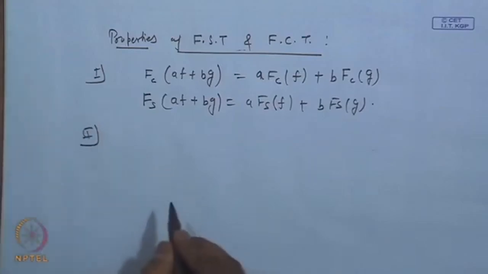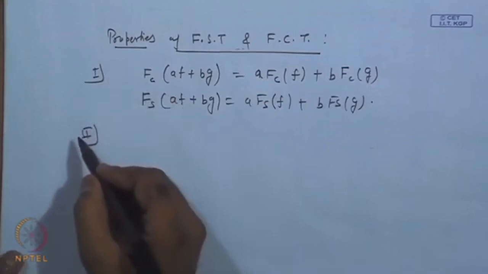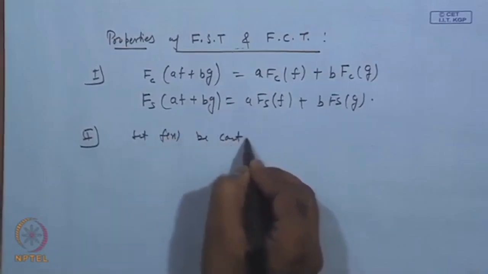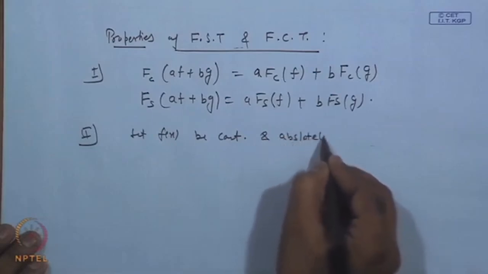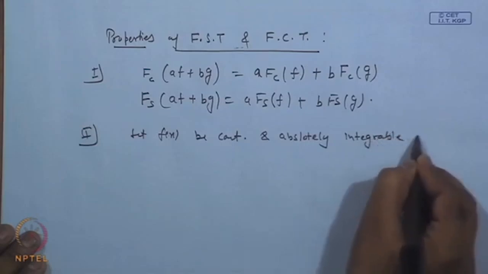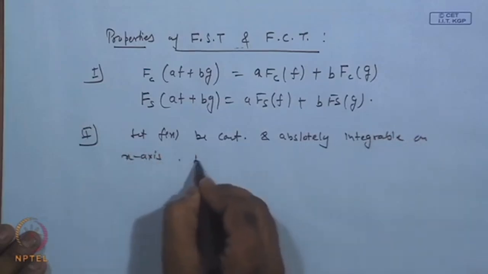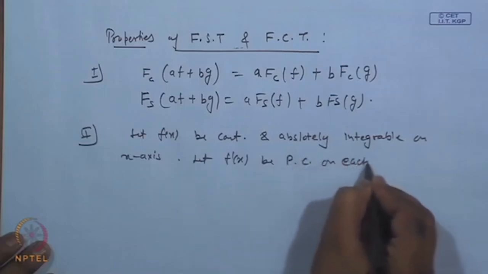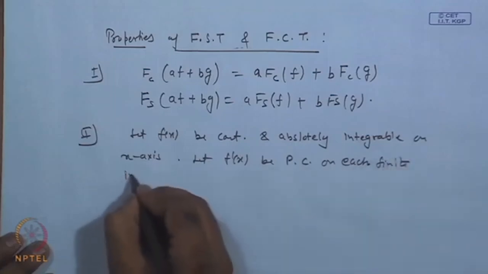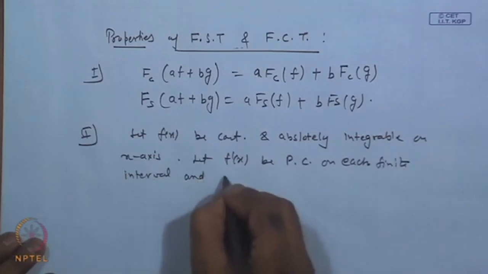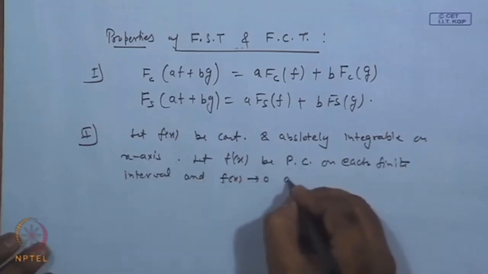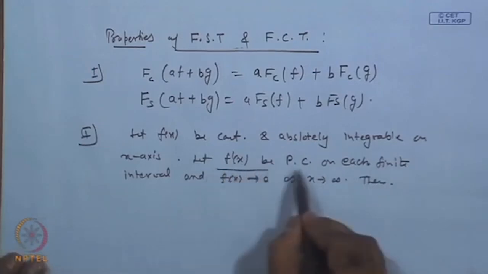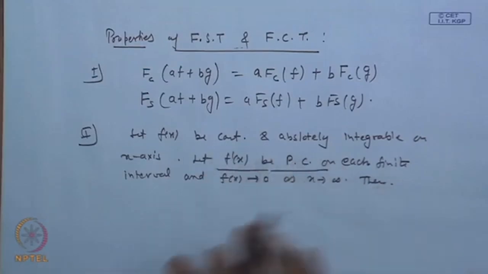The second is an important property, and we will not discuss more properties for the sine and cosine transform, but this will be useful. So, let f(x) be continuous and absolutely integrable on the x axis. Also, we let f prime(x) be piecewise continuous on each finite interval, and f(x) tends to 0 as x tends to infinity. This is a similar condition to the one where left and right derivatives exist, but slightly stronger.